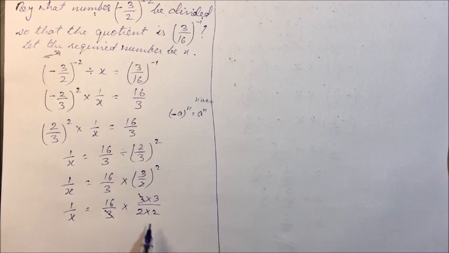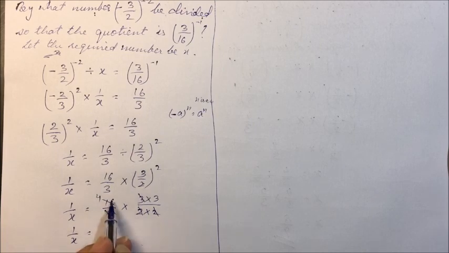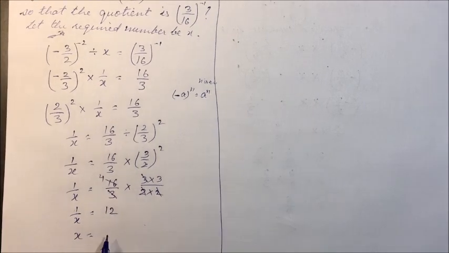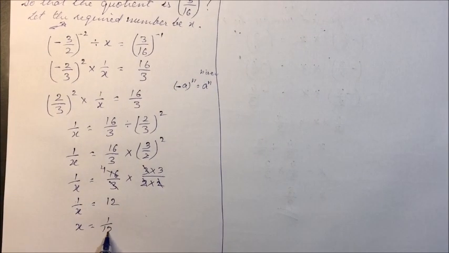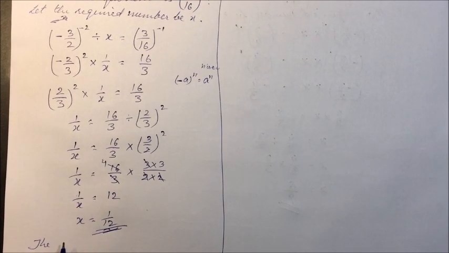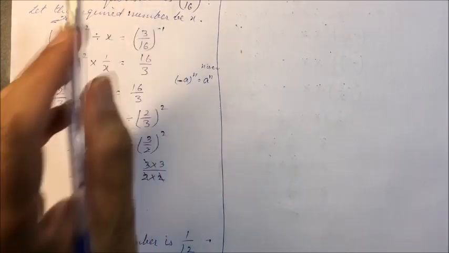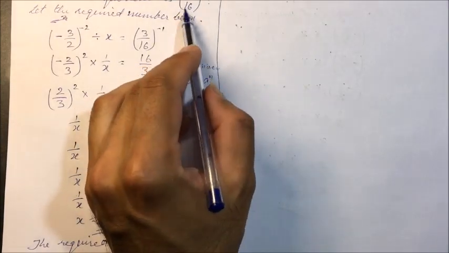So 3 gets cancelled. 1/x equals 4 threes is 12, or x equals 1/12. So the required number is 1/12. You can check as well: divide this number by this number, and your answer will be this one.